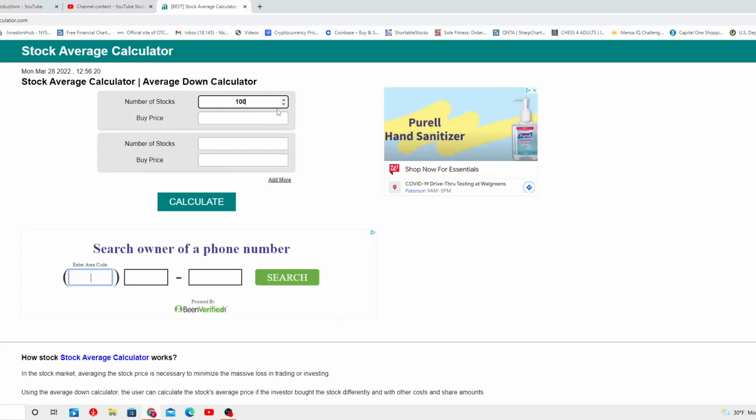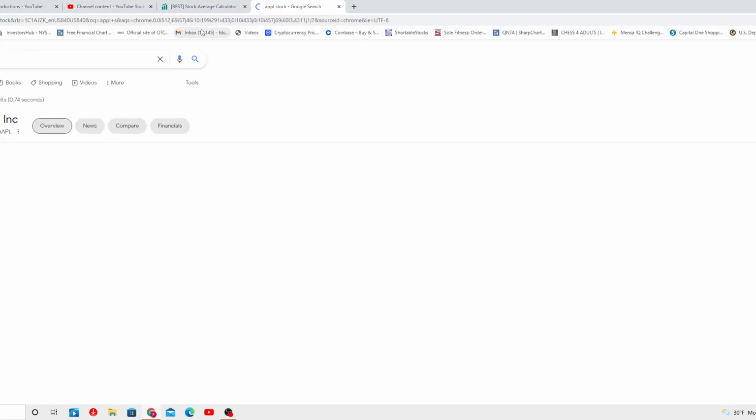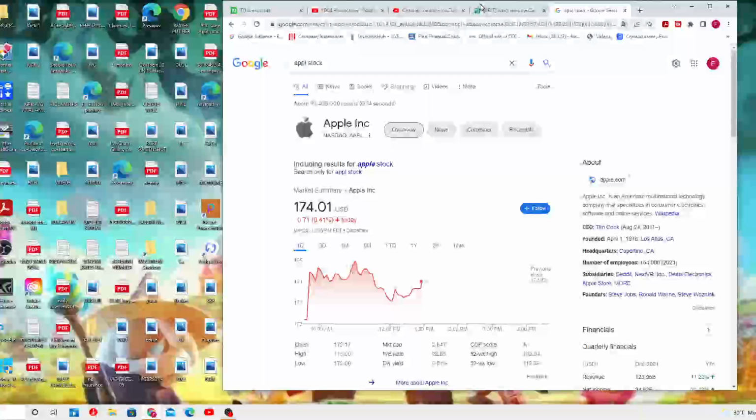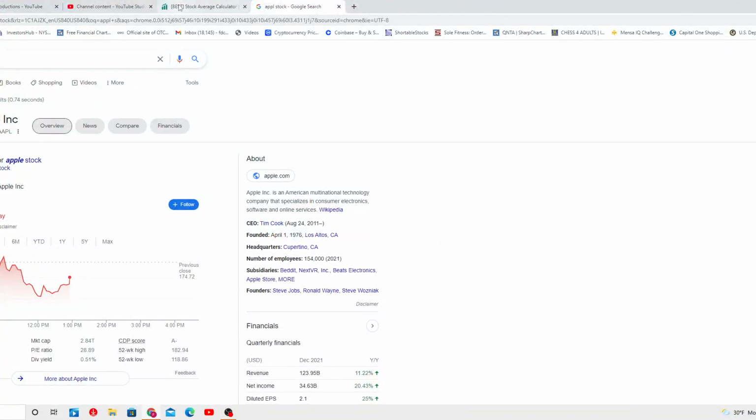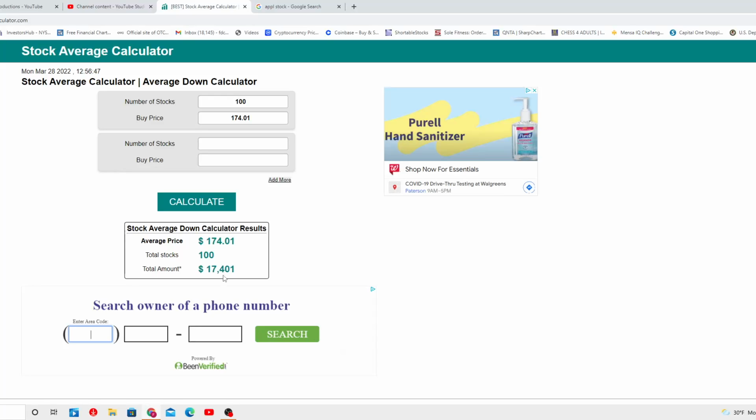Let's say that I actually have 100 shares of Apple. Let's go to Apple stock. Apple stock right now, you can see it's $174 and 1 cent. You calculate that and it's 17,401. But then this stock price goes down to 150, which happens. And I was like, you know what? Let me buy 100 more. But this time I want to buy at 150.